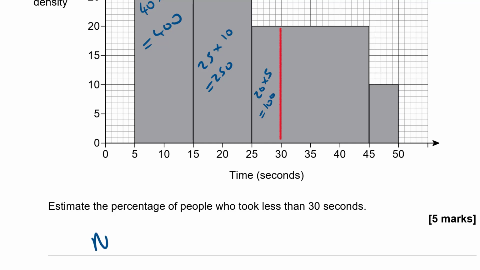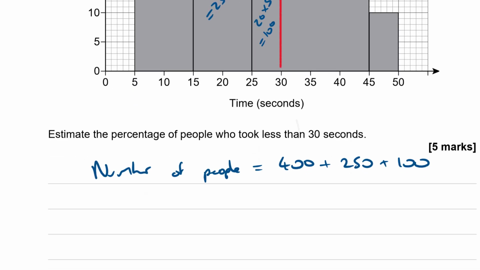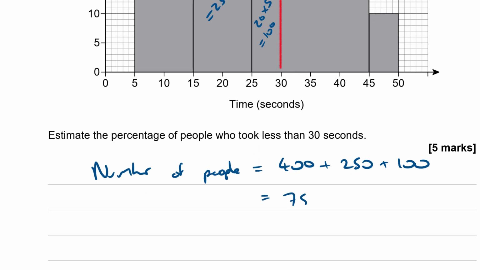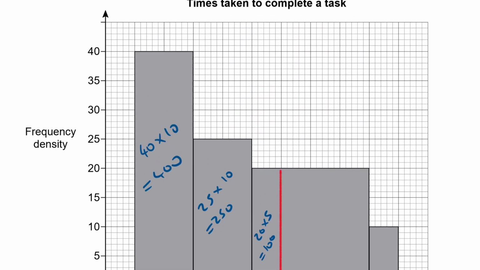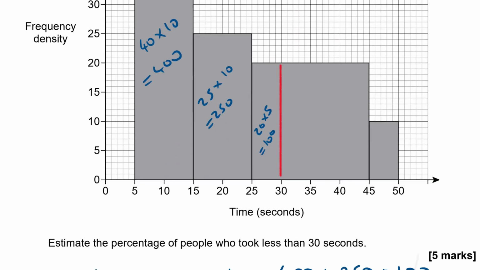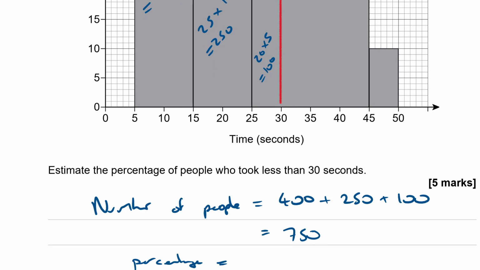So my estimated percentage of people who took less than 30 seconds. Well, the number of people is going to be those 3 bars added together. So 400 plus 250 plus 100, which comes to 750. So then that is a percentage. So percentage is going to be 750 out of how many people took the test. Does it tell us?